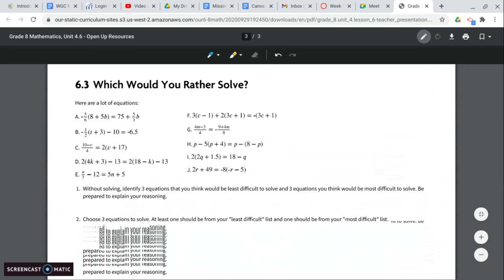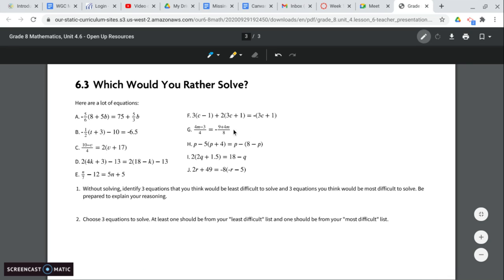All right, which would you rather solve? So there's a whole lot of equations here. We definitely have some complex ones. We've got ones with fractions all over the place. We've got ones with a lot of distributing. We've got ones that are entirely fractions. So there's a lot of different things going on in here.